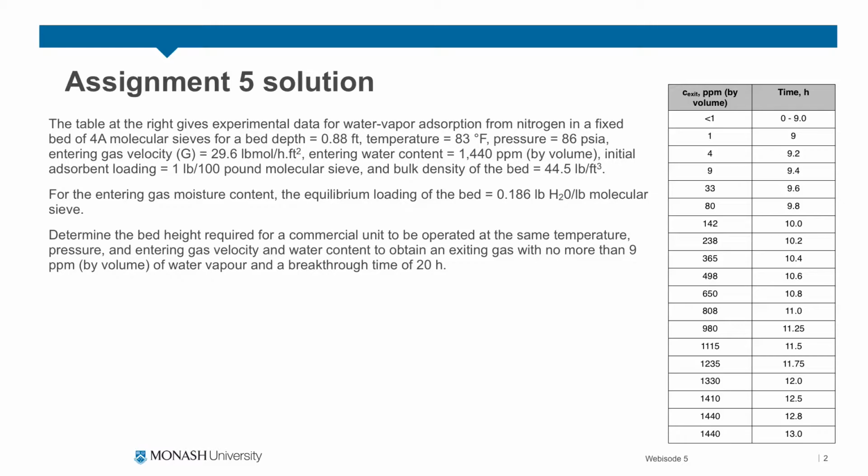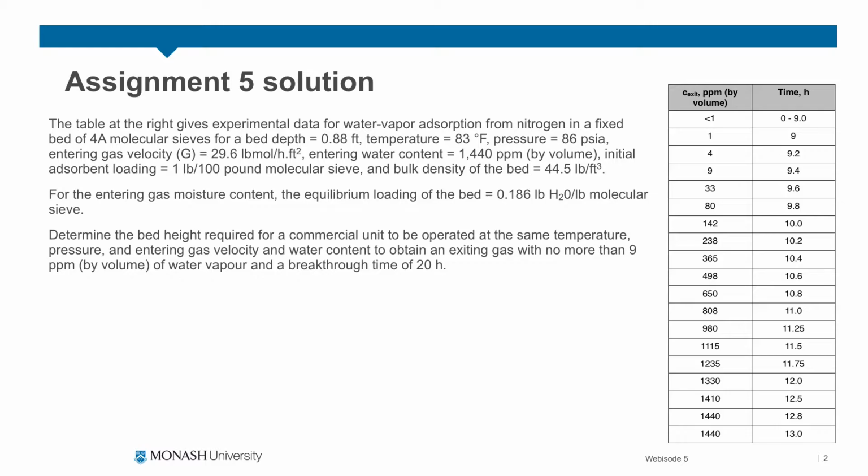The initial adsorbent loading is 1 pound of water per 100 pounds of the molecular sieve, and the bulk density of the bed is 44.5 pounds per cubic foot. For that entering gas moisture content, which is 1,440 ppm, the equilibrium loading on the bed is 0.186 pounds of water per pound of the molecular sieve.